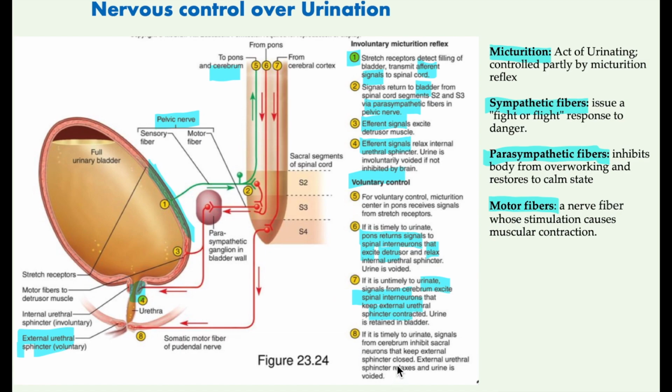Now, when it is time to urinate, after that long conference when you can finally use the restroom, the signals from the cerebrum stop the sacral neurons from firing that keep the external sphincter closed. The external urethral sphincter relaxes and the urine is voided, meaning urine goes out as the external urethral sphincter is relaxed. And that, ladies and gentlemen, is the nervous control over urination.